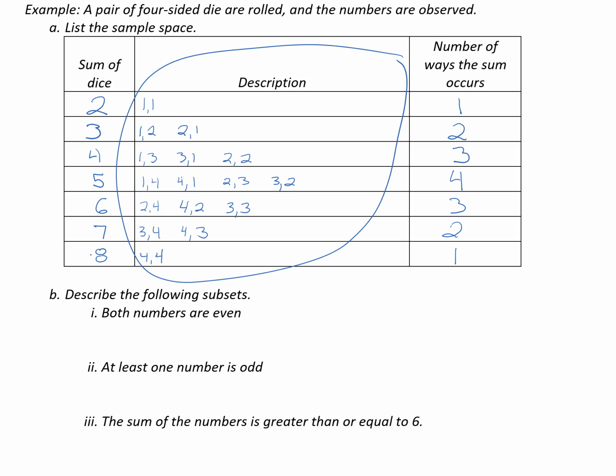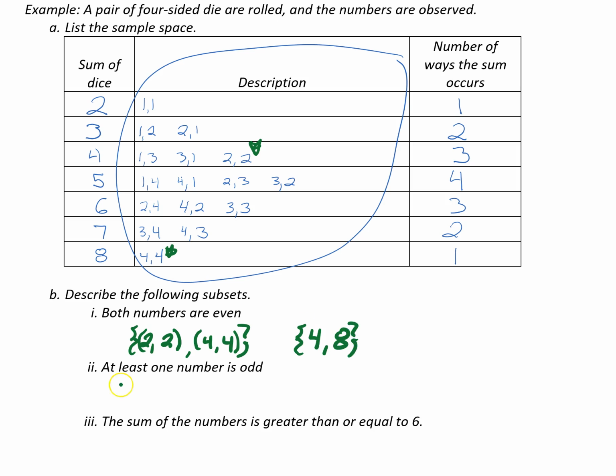Now down in part B it says describe the following subsets. Both numbers are even. So I'm going to identify when both numbers are even. That occurs with a 2 and a 2 and a 4 and a 4. So our sample space occurs when there is a 2 and a 2. I'm going to put a parenthesis around those. A 2 and a 2 or a 4 and a 4. Well, that's if we're listing how that occurs. If I want to list the sum on the dice, that sum occurs when we have a sum of 4 or a sum of 8.